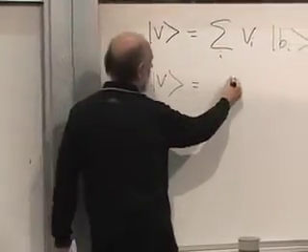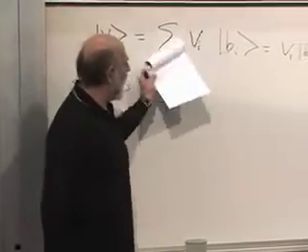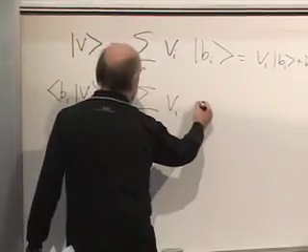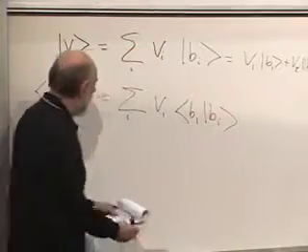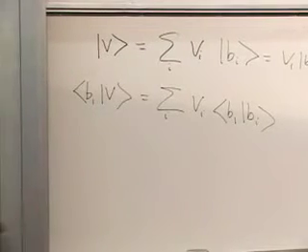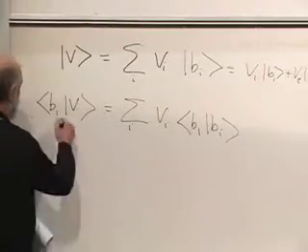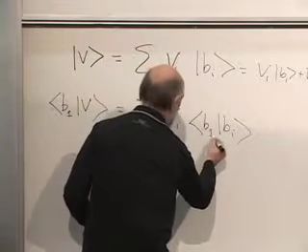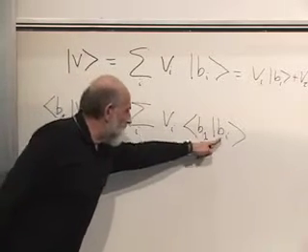Well, we get a sum over i of the inner product of b1 with this expression. But that's just vi times the inner product of b1 with bi. Notice, it's summed over i, but I've chosen the first basis vector on the left here. So one of the indices is just 1. I don't want to confuse this with i. Let's draw it so that it looks like a 1. Does that look like a 1? I hope so.